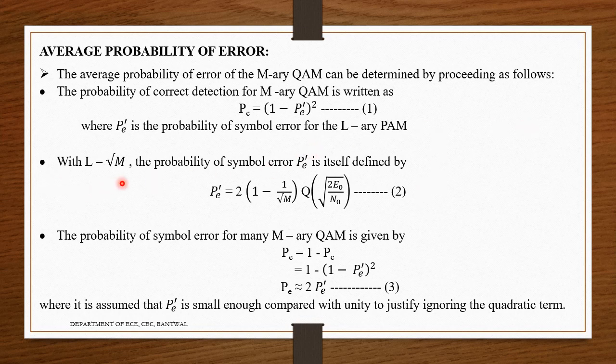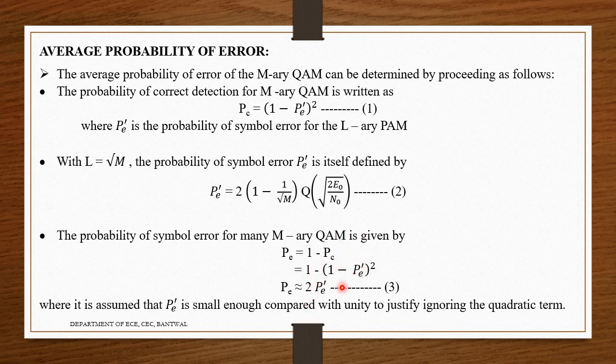With L equal to the square root of M, the probability of the symbol error P dash is defined by P dash equals 2 into 1 minus 1 by square root of M into Q of square root of 2 E naught divided by N naught. This is equation 2. The probability of symbol error for M-ary QAM is given by P equals 1 minus PC, that is, 1 minus 1 minus P dash the whole square. This is what I am substituting here from equation 1.